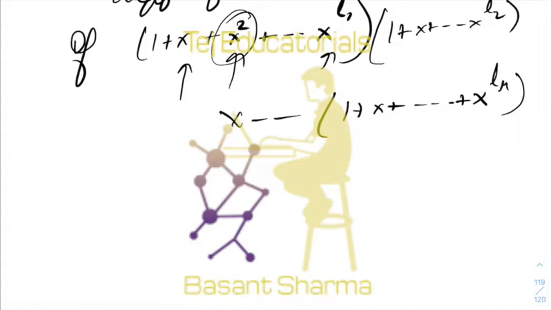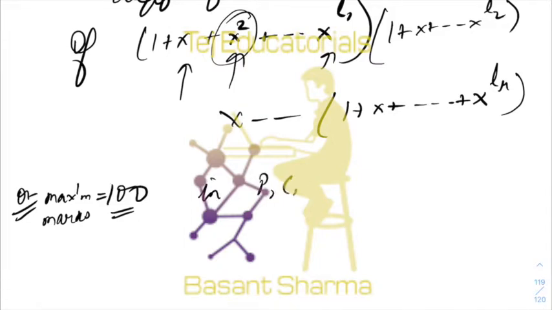Let's solve some questions now. The first question that I would like to do is, suppose a student can score a maximum of 100 marks. Maximum marks is equal to 100 in physics, chemistry, maths each. 100 marks is the maximum score in physics, chemistry, maths each.